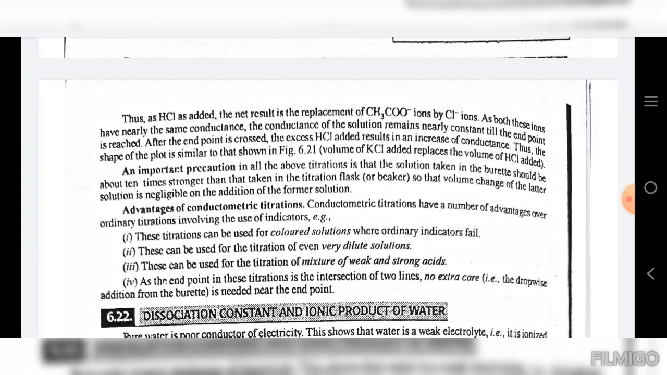An important precaution in all the above titrations is that the solution taken in the burette should be about 10 times stronger than that taken in the titration flask or beaker, so that volume change of the latter solution is negligible on the addition of the former solution.